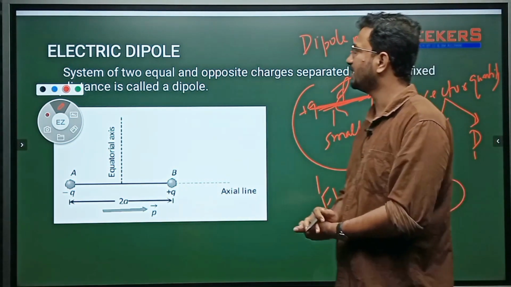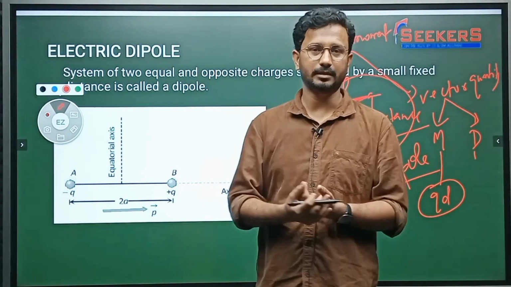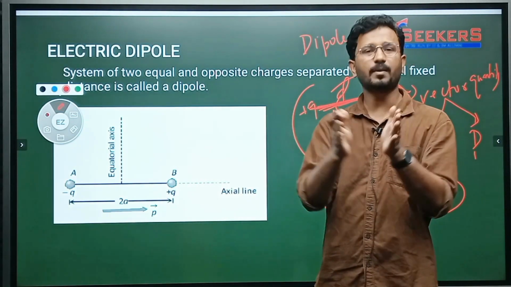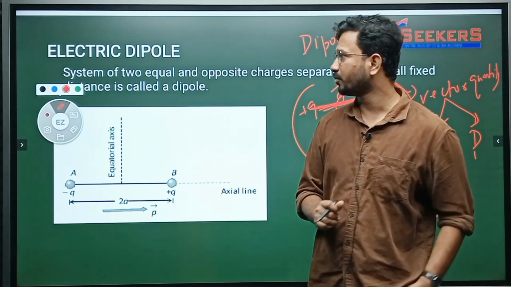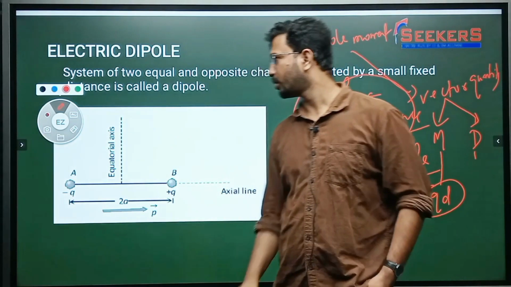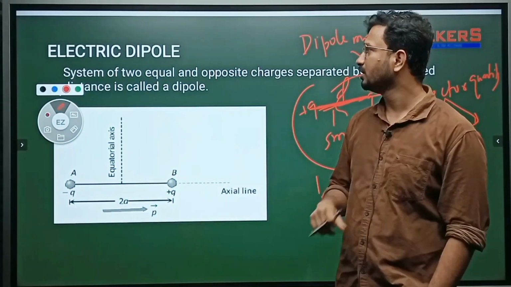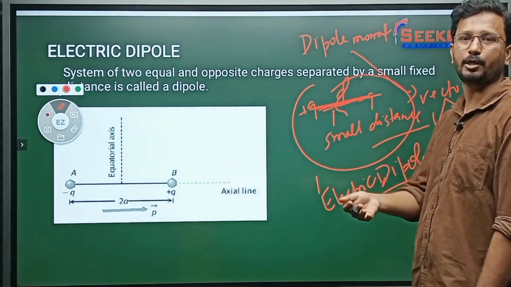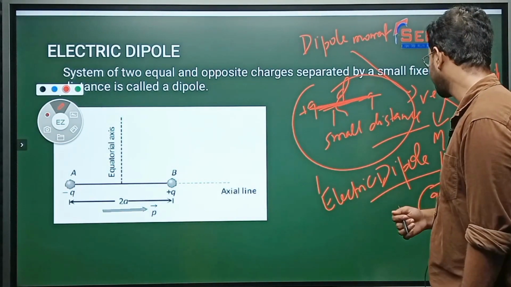So what we studied is the electric dipole. It's basically a thing made up of two charges, one positive and another negative, separated by a small distance. Small distance is very important. It can be a big distance, but that will not be called a dipole. For a dipole, the condition is that the two charges, plus q and minus q, of the same magnitude and opposite polarity, are separated by a small distance. That is called an electric dipole.